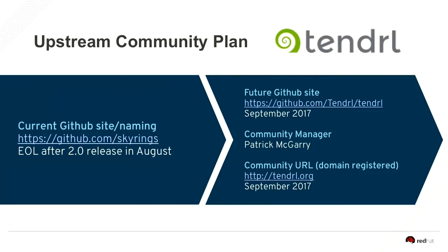September this year. So we'll be moving to the Tendril namespace. There'll be Tendril Web, Tendril Common, things that make sense. The original naming was more around sort of an OpenStack style. Everything's got its own name, and that's kind of fun, but it's also confusing.